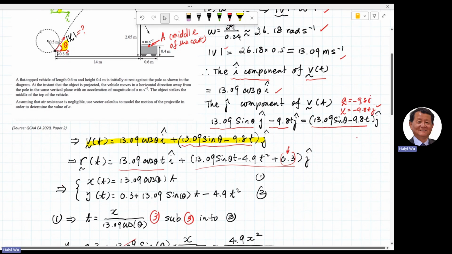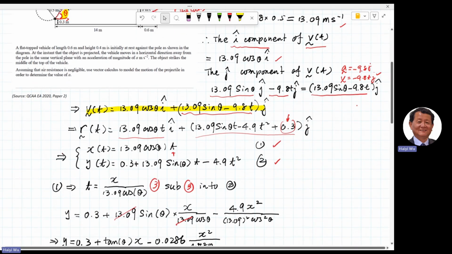So I'm going to separate it into two parametric functions in relation to t. Equation 1 is the x component, equation 2 is the y component. Why do we do that? We need to find the angle, because in order to find the entire projectile motion, we must decide what theta is.